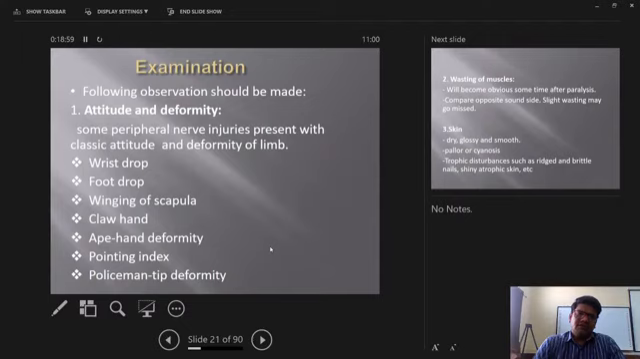On examination, there is typical attitude and deformity. For suppose if there is a wrist drop, it is radial nerve palsy. If there is a foot drop, it is common peroneal nerve palsy. If it's winging of scapula, it is serratus anterior, long thoracic nerve palsy. If there is claw hand, it is ulnar nerve palsy. Ape hand deformity, median nerve palsy. Pointing index, median nerve palsy. Policeman deformity, brachial plexus palsy.